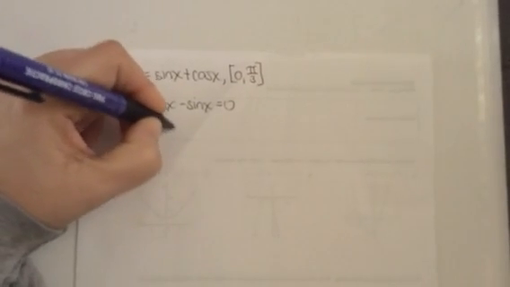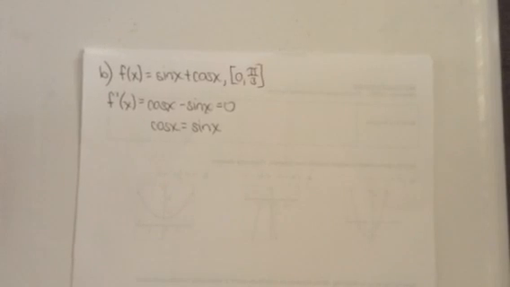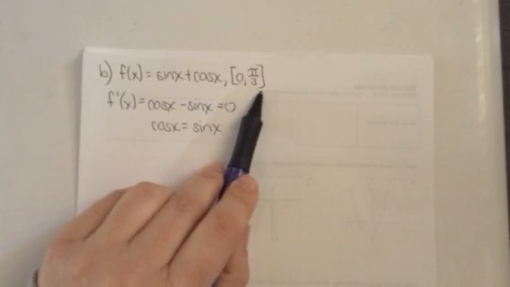Okay, well here's another way of thinking of it. Move the sine over to the other side. When does cosine equal sine? Hopefully you know the answer to that. And keep in mind, we're only looking from 0 to 60 degrees, or 0 to pi over 3.